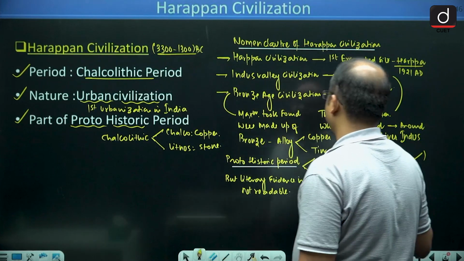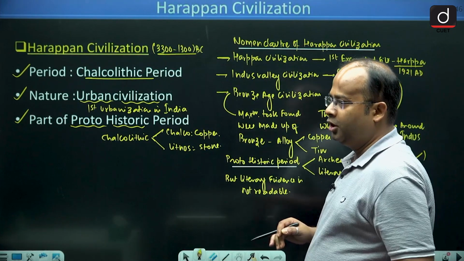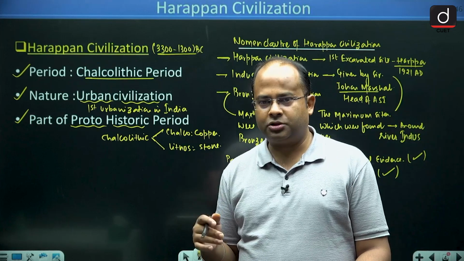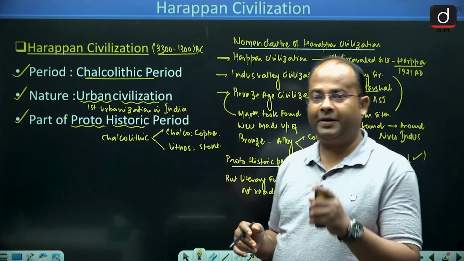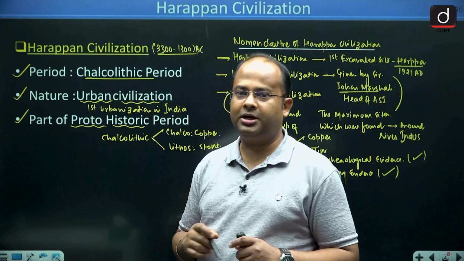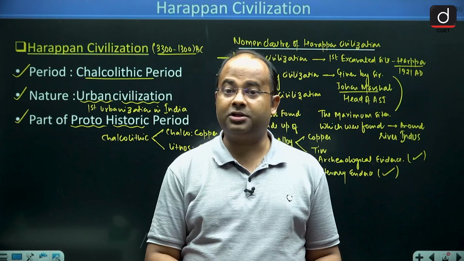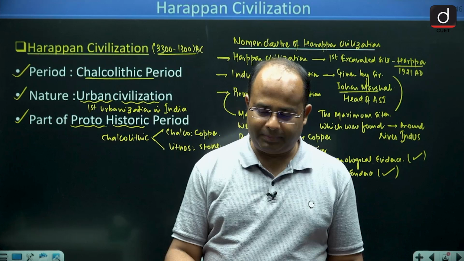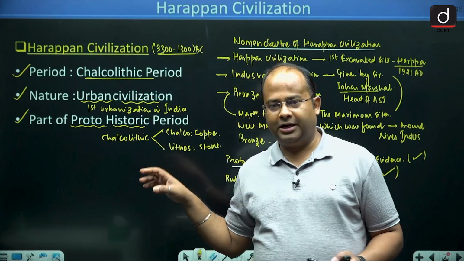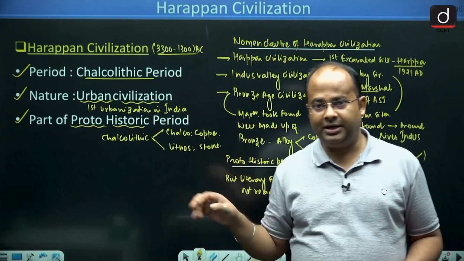Therefore, you will find it is a part of the proto-historic period. Although we have the prehistoric period, you will find only archaeological evidence there. There is no literary evidence, like in the Stone Age. So, the Stone Age is a part of the prehistoric period. Then we have the proto-historic period, that is Indus Valley.